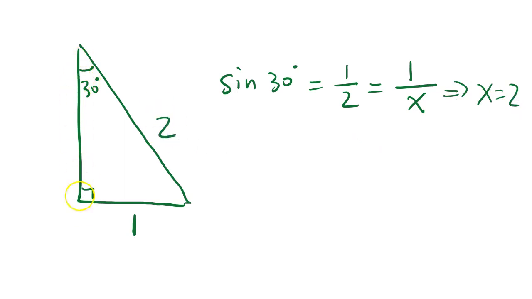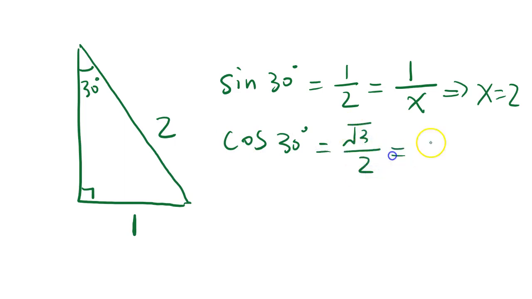And what about the adjacent side? Well, we could use cosine. Cosine 30 degrees is square root of 3 over 2, and it's also the adjacent, let's call this x right here, over the hypotenuse. So when we solve, we would know that x, which is the adjacent side, is going to be square root of 3.